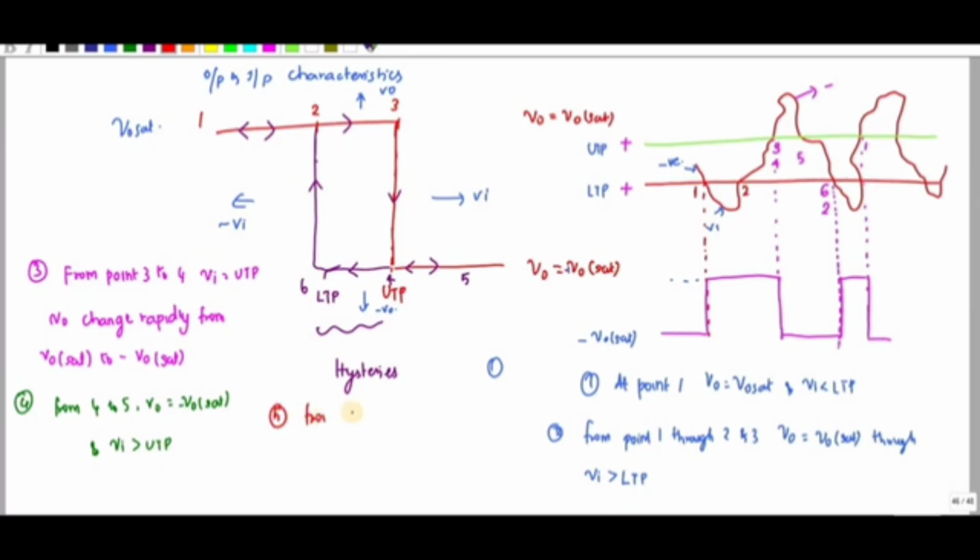From 5 through 4 and 6. So it will reach this sixth point. Okay. So at the sixth point, V naught still remains at minus V naught saturation, right?